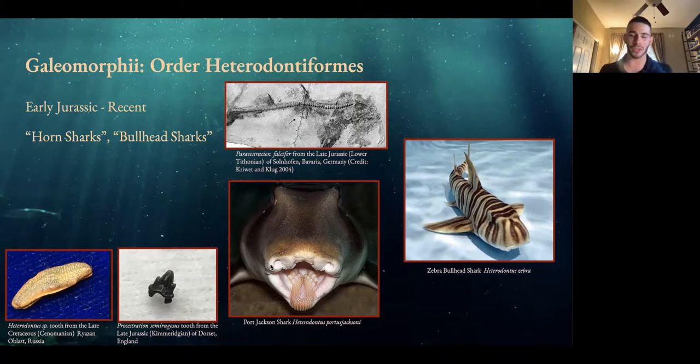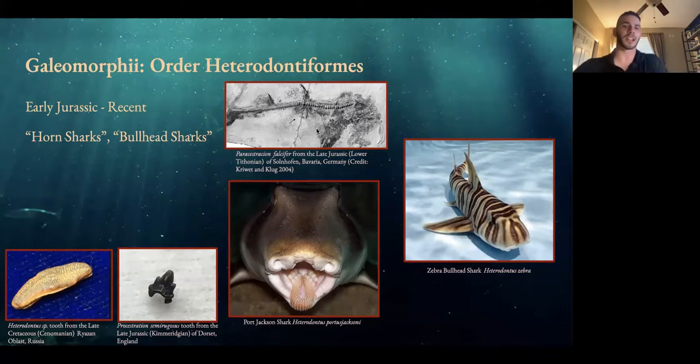But what's really interesting about these sharks is that they have what's called a heterodont dentition, meaning they have different shaped teeth in one part of the jaw than they do in the other. They have more of a clutching style tooth in the anterior, which is up towards the front, whereas more posteriorly, so towards the back, they have more of a grinding or crushing type dentition. An example of these teeth include Paracestracion semirugosus from the late Jurassic of England right here, which looks very similar to the anterior teeth on this Heterodontus, as well as a crushing tooth of Heterodontus from the late Cretaceous of Russia, which would fit in more posteriorly in the jaw.